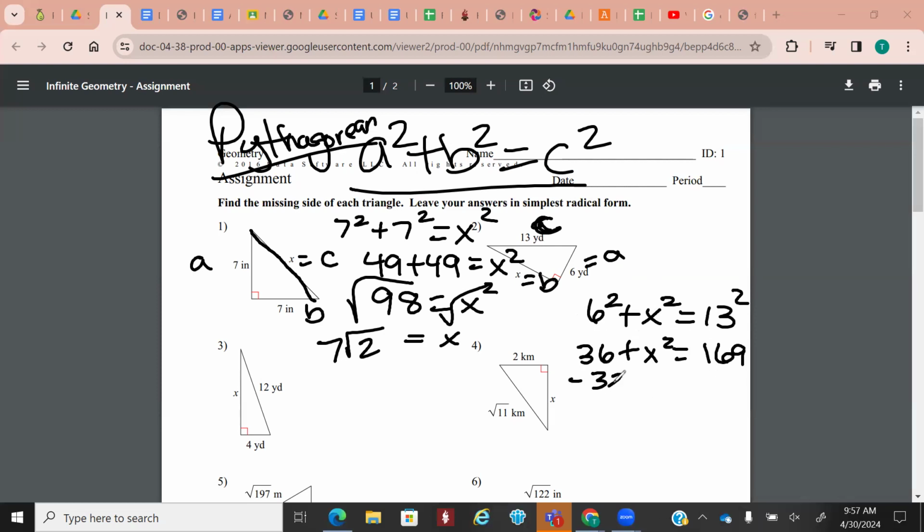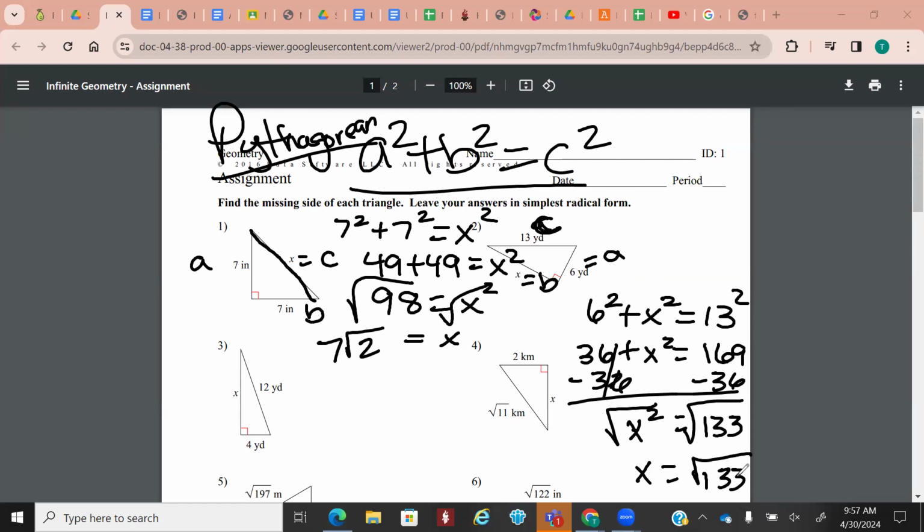I'm going to subtract 36 from both sides. And that's going to give me 133. I'm going to take the square root. And so x is going to equal square root of 133. You can't simplify square root of 133. If you are able to, then yes. But you can't.